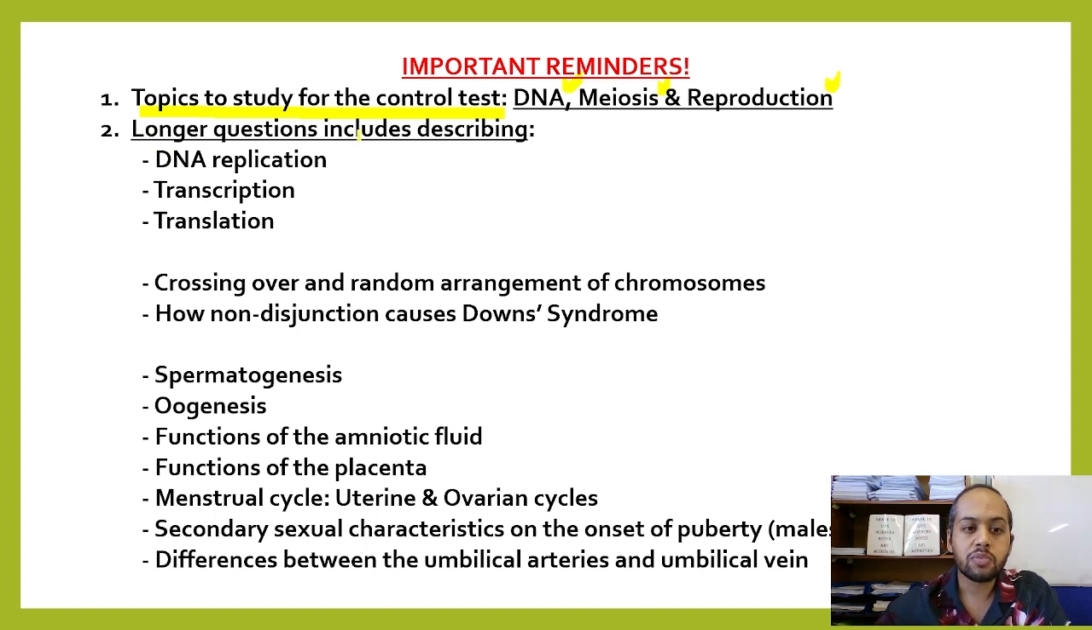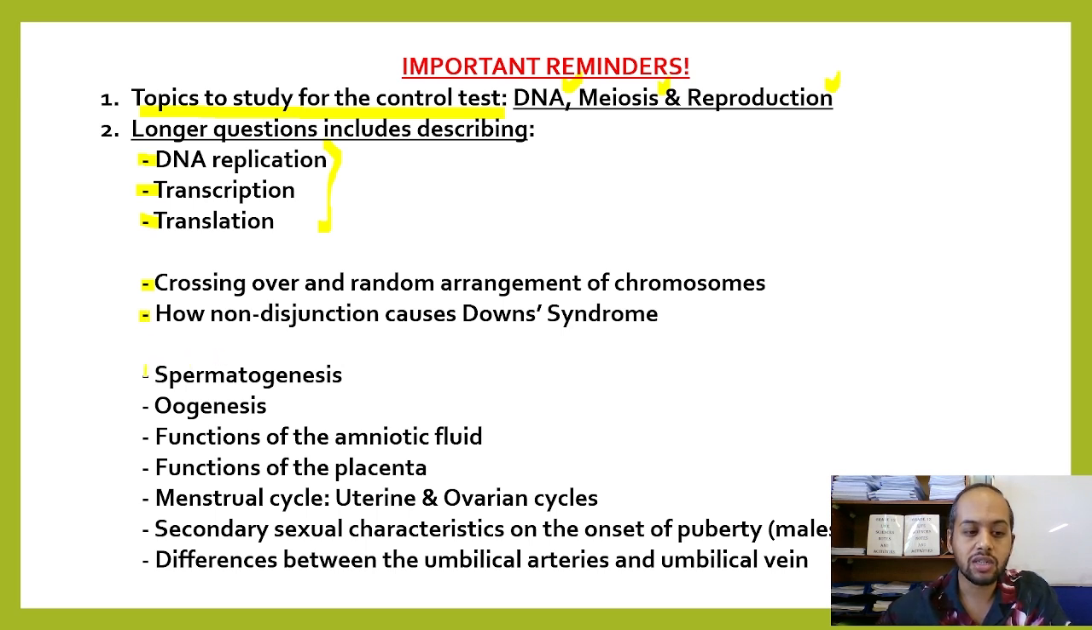Longer questions that could possibly be asked in your control test include firstly DNA replication, transcription, translation. You need to be able to describe these. The process of crossing over and random arrangement of chromosomes that occur on the equator of a cell in metaphase 1 and metaphase 2. How does non-disjunction cause Down syndrome?